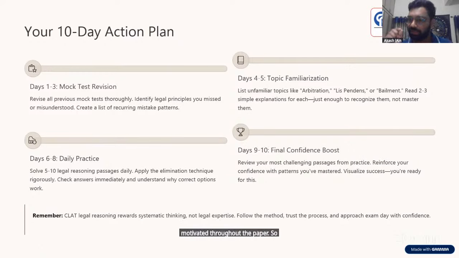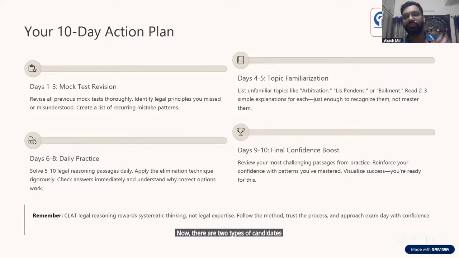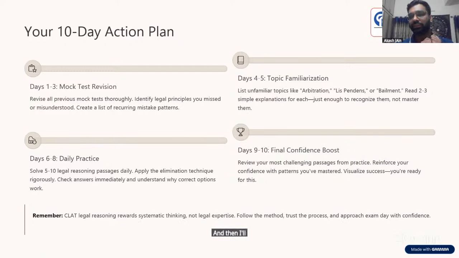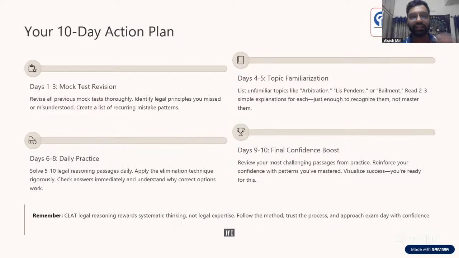At this time, it is very important to finalize the sequence that you're going to follow in the mock. Now there are two types of candidates. One which always follows a definite sequence, a proper procedure, a proper sequence of the sections. Then there are some students like me. Whenever I am attempting the paper, I'll just go through the paper. I'll see how many passages are there, which section looks easy, which section looks difficult, and then I'll decide what my sequence should be. If I feel that GK is easy, I'll quickly finish off GK. If I feel that legal reasoning is easy, I'll quickly jump to legal reasoning and solve it.